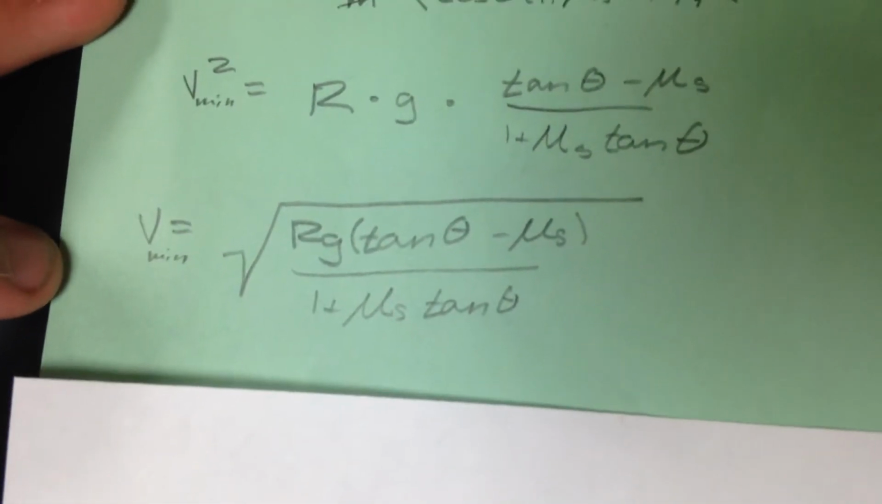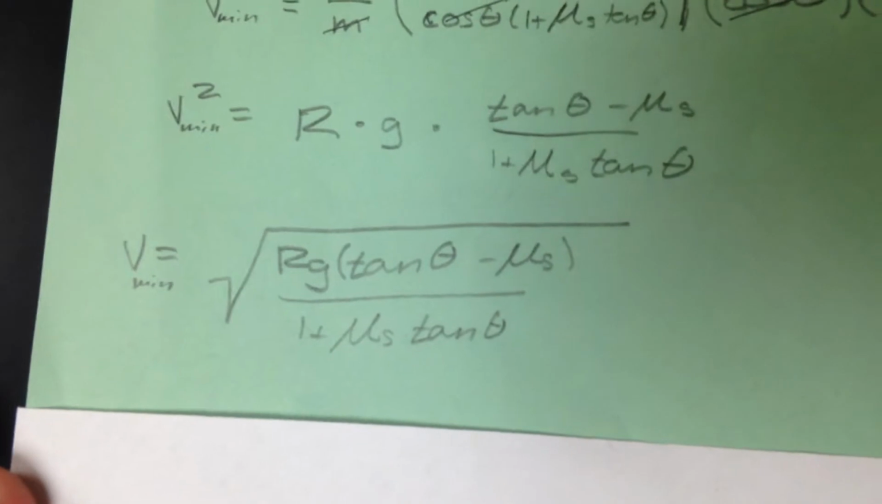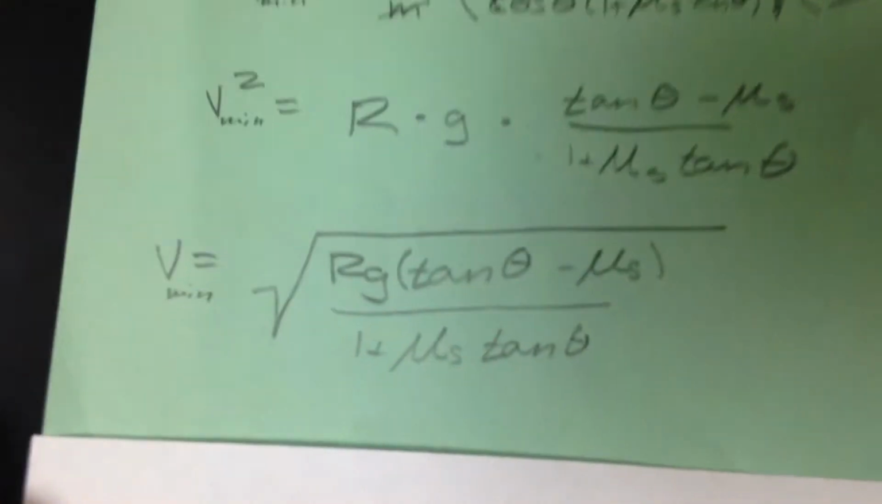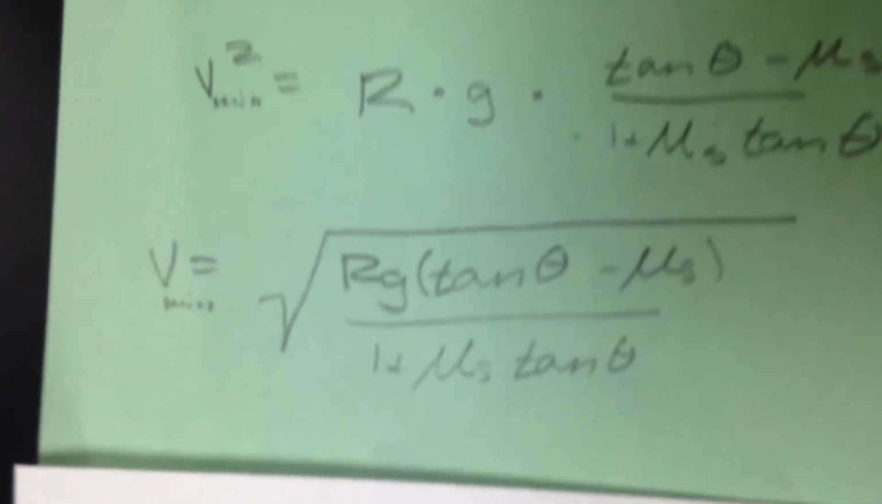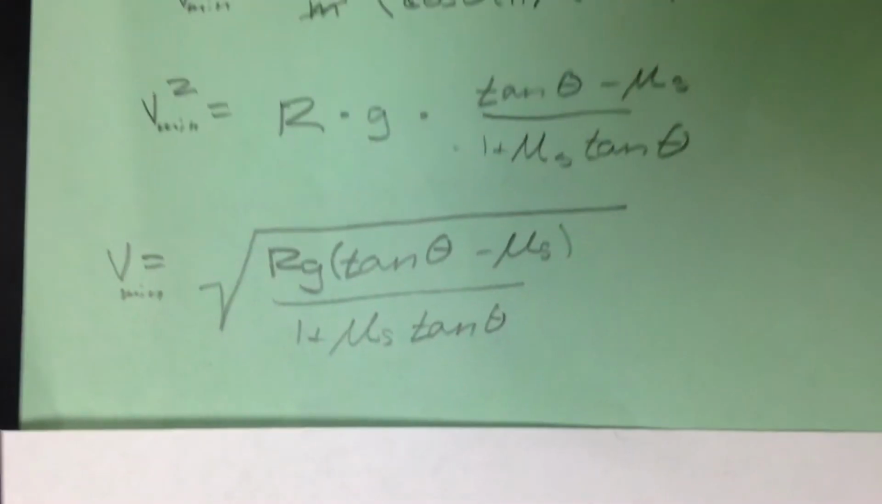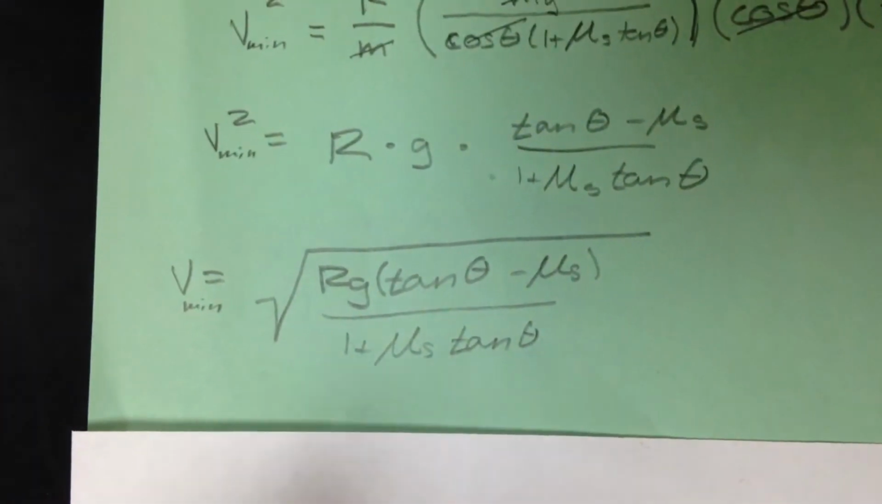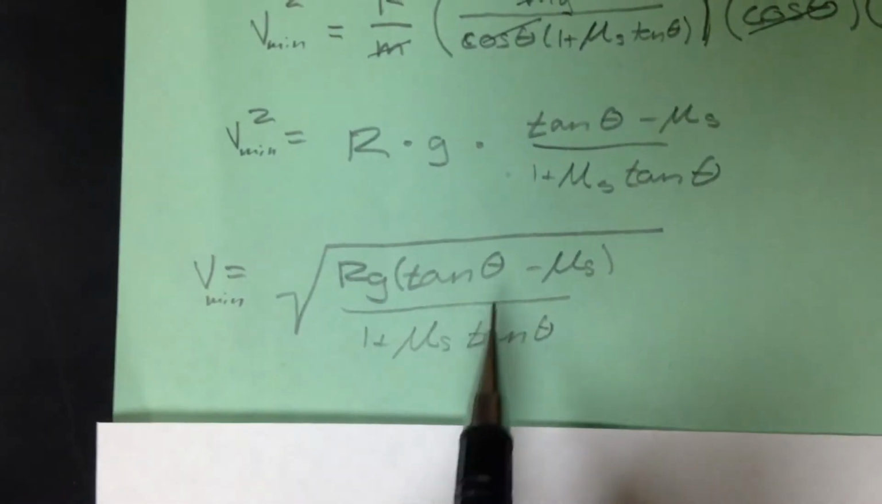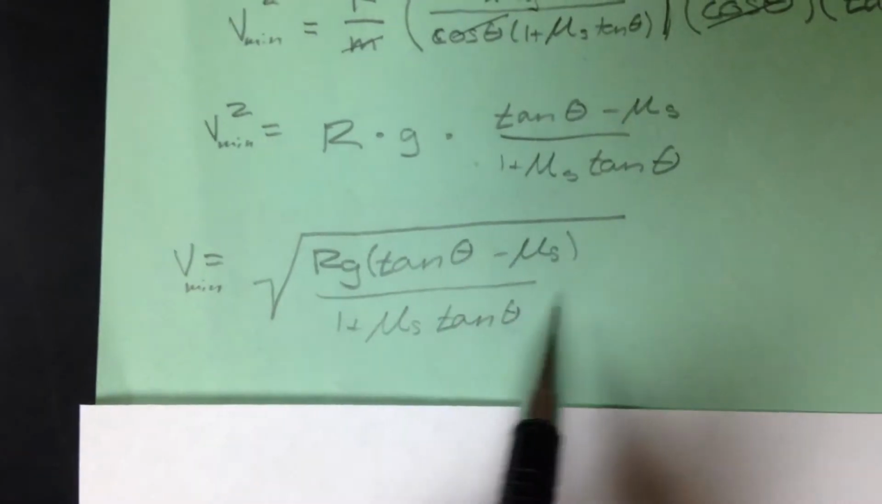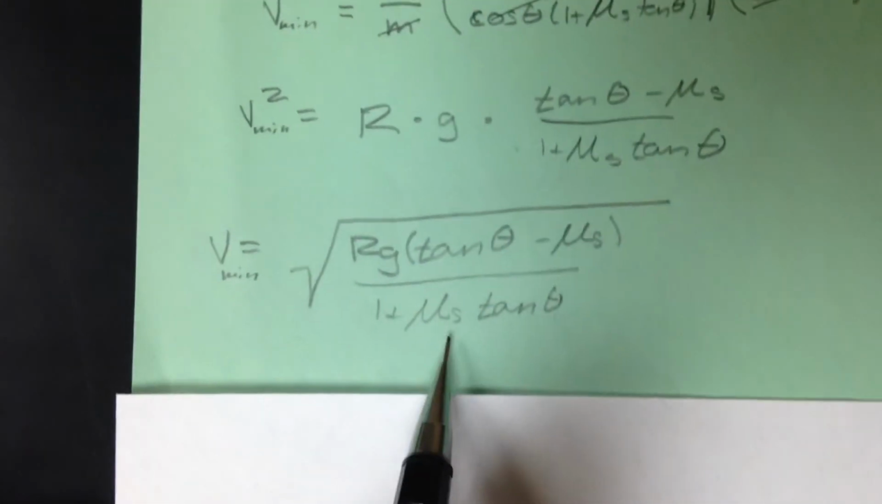Take the square root. The minimum velocity for the car going around the bank of the curve is given by this equation: the square root of rg times tan theta minus mu s over 1 plus mu s tan theta.